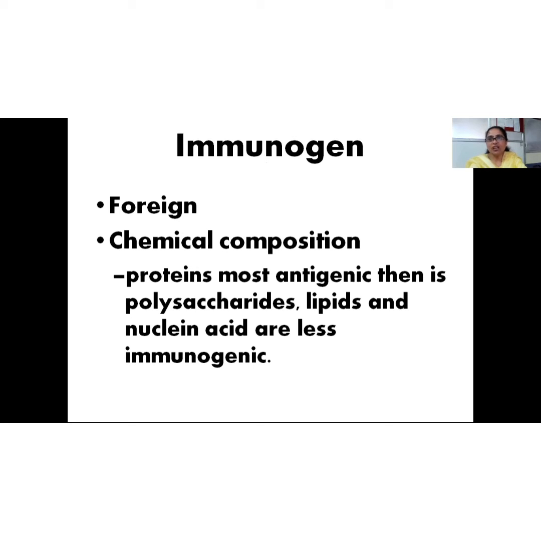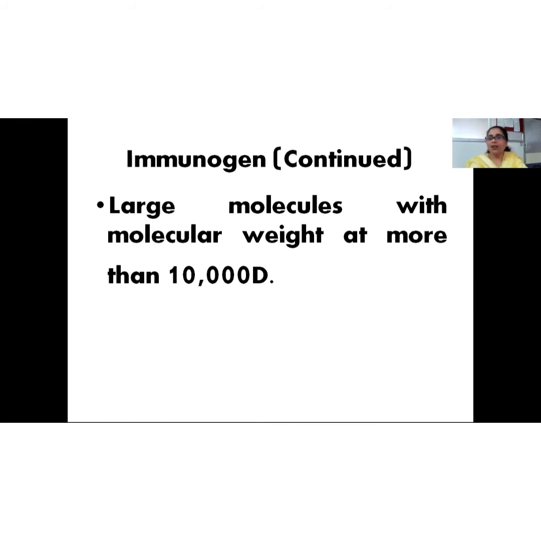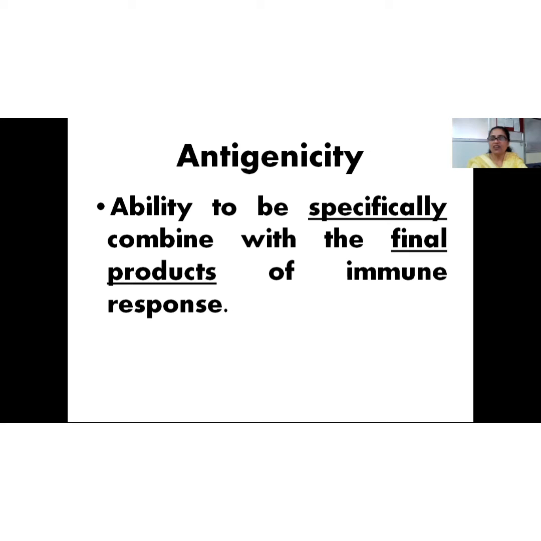So immunogenicity will be possessed by immunogens. And what are those immunogens? They are foreign particles, foreign to the host. Their chemical composition will be a bit complex. They will not be the repetition of the same thing. Sometimes some carbohydrates can also behave as immunogens, but most of the time proteins are good immunogens. I will talk about the difference between antigenicity and immunogenicity in the next slide. Remember that proteins are more antigenic and immunogenic than polysaccharides, lipids, and nucleic acids. One more property of immunogens is that they are large molecules with molecular weight more than 10,000 Daltons. Exceptions are always there. Even some smaller molecular weight compounds do behave as immunogens.